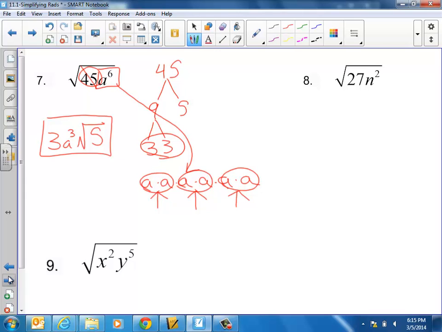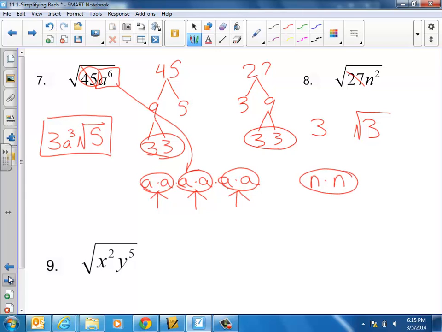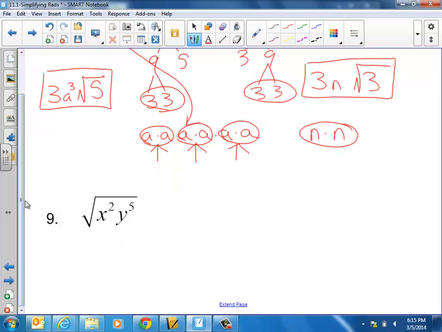Number 8, you've got the square root of 27 n squared. Here too, treat this as 2 separate pieces. The number piece, we're going to put the 27 into a factor tree that breaks down as 3 and 9. 9 breaks down as 3 and 3. So you've got 1 3 outside of the radical. 1 3 we know will get left underneath. So we've dealt with the whole number. Now to the n squared, well, that is simply n times n. So we've got 1 pair of n's. That means 1 n comes outside the radical. So 3n radical 3 is your final answer. Not too bad. So we simplify the whole number and the variables.